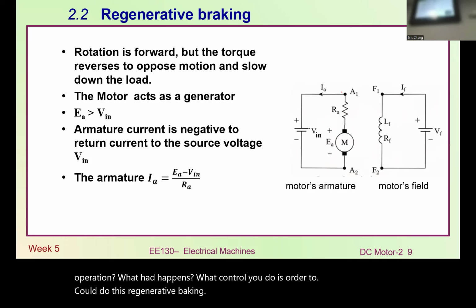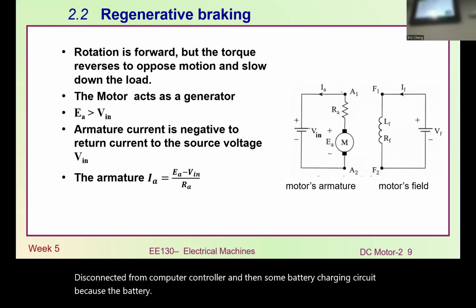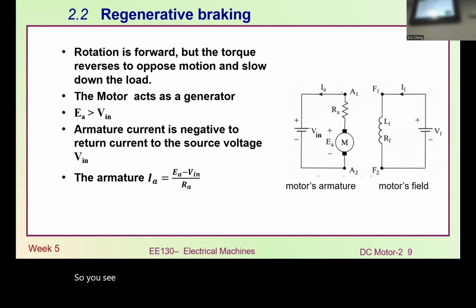Disconnect the motor from your controller and then battery charging. So if you want to run the motor at a certain speed, then you have a certain back EMF at that fixed voltage. We have constant speed. Usually this source voltage, just before you brake the vehicle, will be slightly higher than the back EMF voltage.